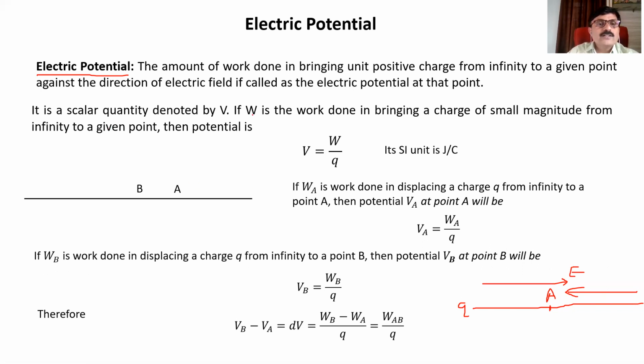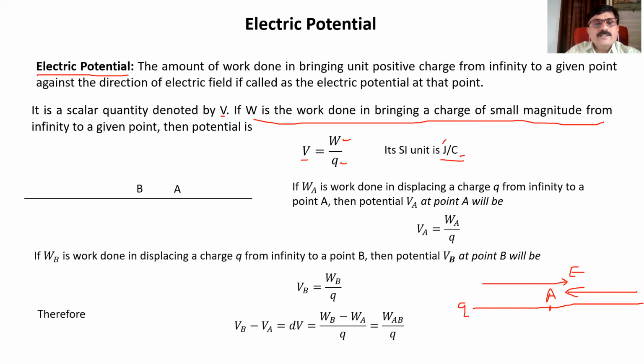Remember that it is a scalar quantity and it is represented by the letter V, and we can represent the electric potential in a mathematical way. Suppose W is the work done in bringing a unit charge of very small magnitude from infinity to a given point, then this is nothing but the work done per unit charge. It is the electric potential, and therefore the unit of potential is given as: work is measured in joule and charge is measured in coulomb. So the SI unit is joule per coulomb.